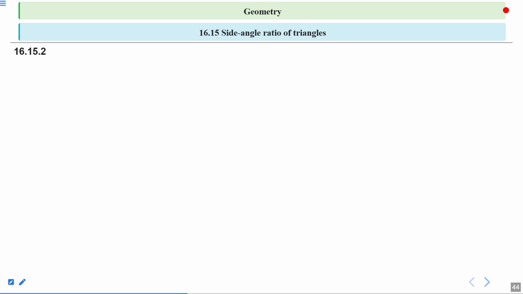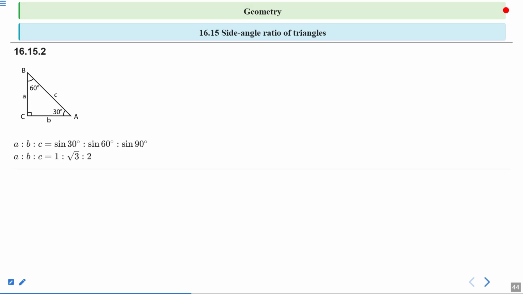Next one is, when the angles of the triangle are: one angle is 60 degrees, one angle is 30 degrees and one angle is 90 degrees, then the ratio A ratio B ratio C is sin 30 ratio sin 60 ratio sin 90, we can say that. So the sides ratio A ratio B ratio C is 1 ratio root 3 ratio 2.